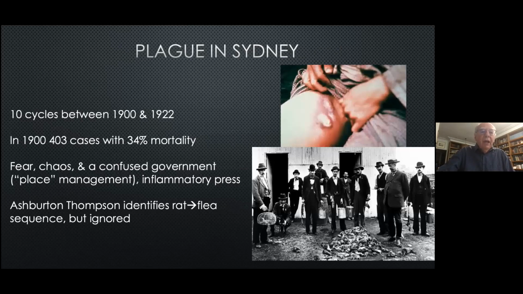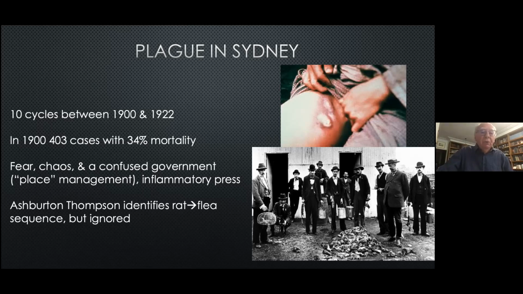Again, there was chaos and fear and a confused government. This is a very interesting disease because it occurred around Darling Harbour, between 1900 and 1922 in 10 cycles. In the first episode of 1900, there were over 400 cases, with 1 in 3 dying. The impact was enormous, and one man stands out as having an enormous impact on Australian health and particularly on the plague. We'll talk about him with the next slide.